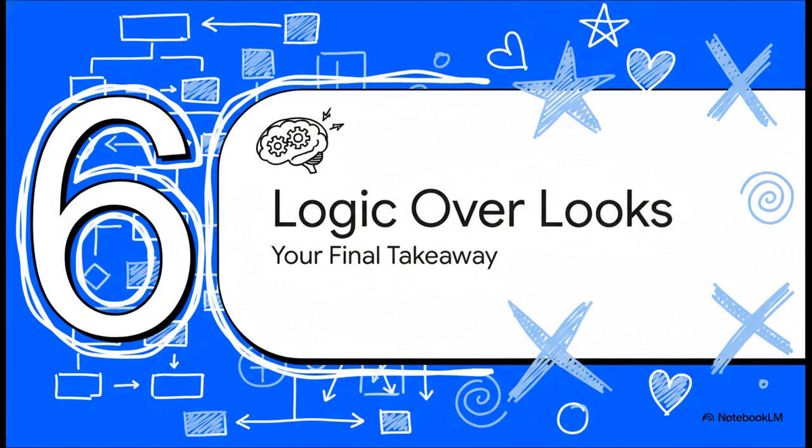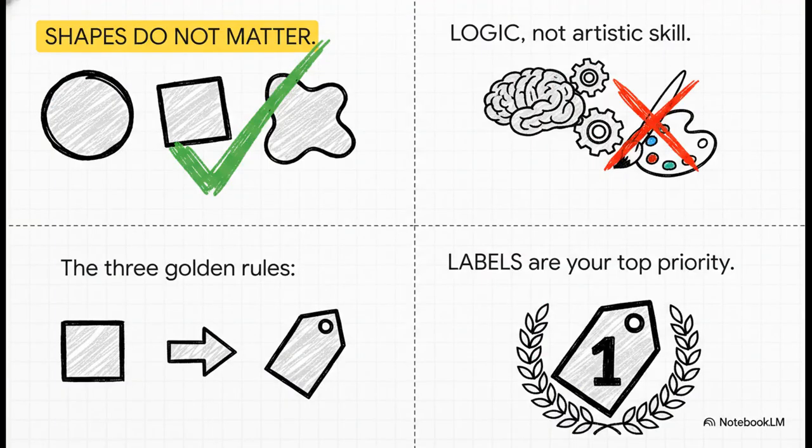And all of this really brings us to our final and most important point of all: logic over looks. So if you take away nothing else from this, remember these things. Number 1, shapes do not matter. Just be consistent. Number 2, they are marking your logic, not your art skills. Number 3, the 3 golden rules are your best friends: components, arrows, and labels. And finally, the big one: focus on your labels. Make them specific, make them accurate. That is where you will get the most marks, guaranteed.